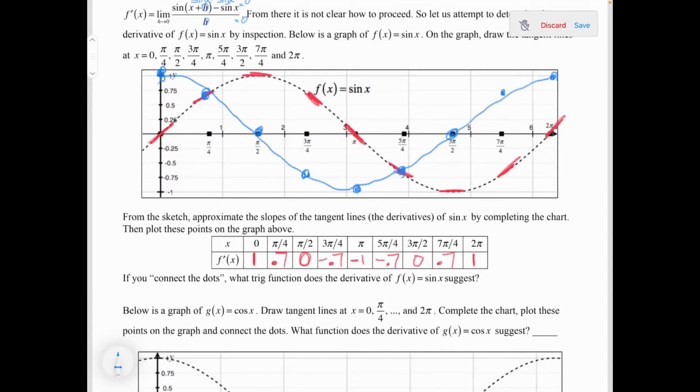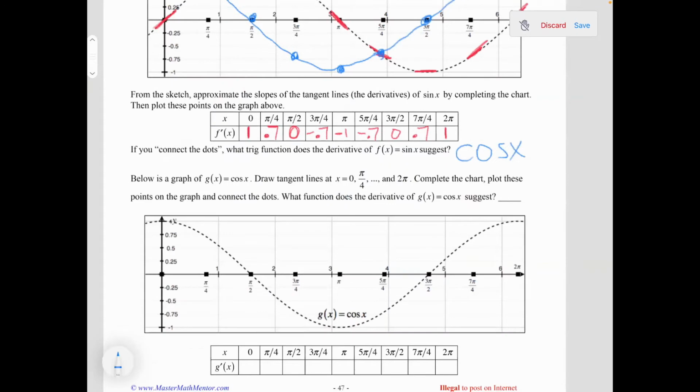If we remember what we learned in pre-calculus about the graphs of sine and cosine, cosine does start at the top. So the derivative of f of x equals sine x, it looks like that would be cosine x in this case. All right, let's try the same thing with the graph of cosine x.